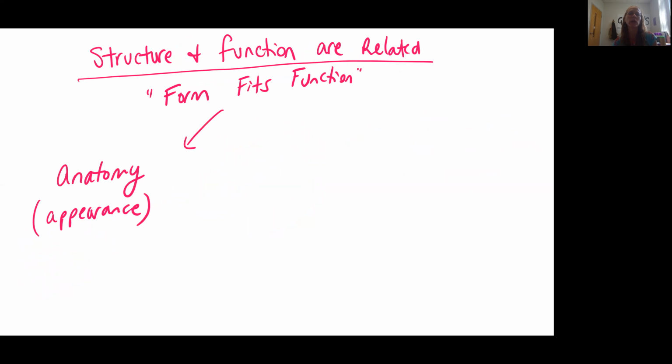Our next theme to explore a little bit more is the idea that structure and function are related. And another way to say this is form fits function, and that's nice because of that alliteration. When we talk about form fits function, what we're saying is that the anatomy, the appearance, what something looks like, is related to its job or its physiology. And so what this means is you can study the physiology of something, and that can help you to understand why it is shaped or looks the way it does.